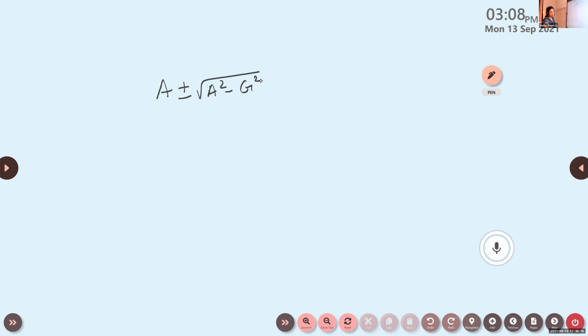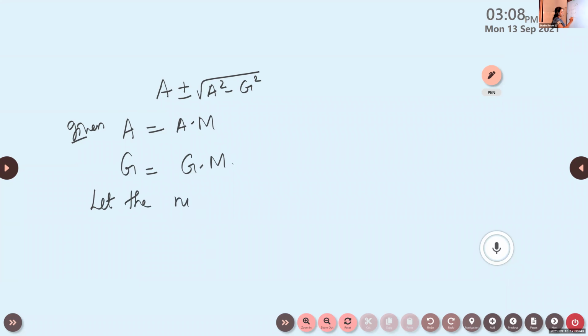Okay. If capital A and capital G are given, where A is the arithmetic mean of two numbers and G is the geometric mean of two numbers, then we have to prove the numbers are of the form A plus or minus root of A square minus G square. So first, let the numbers be a and b.